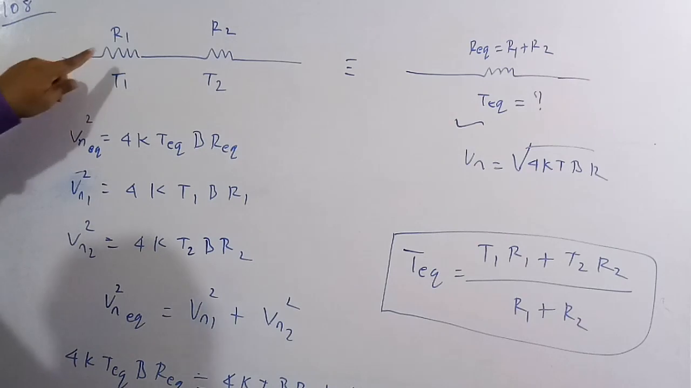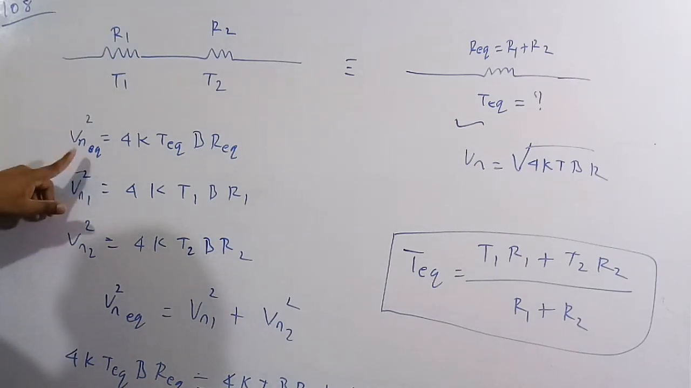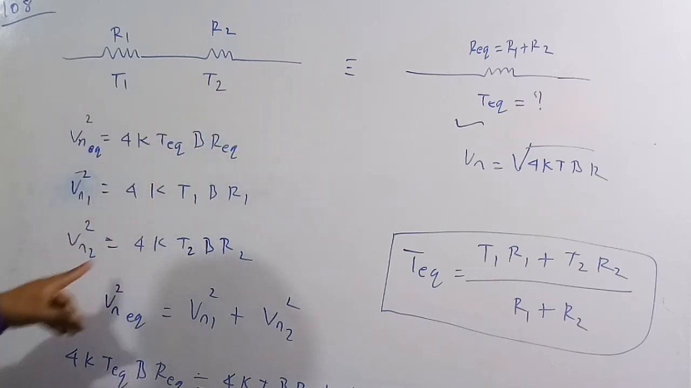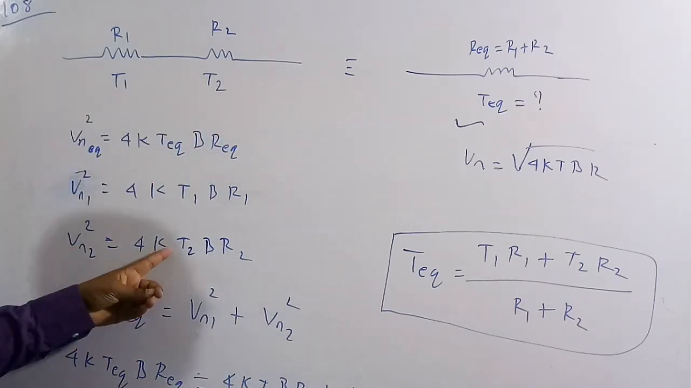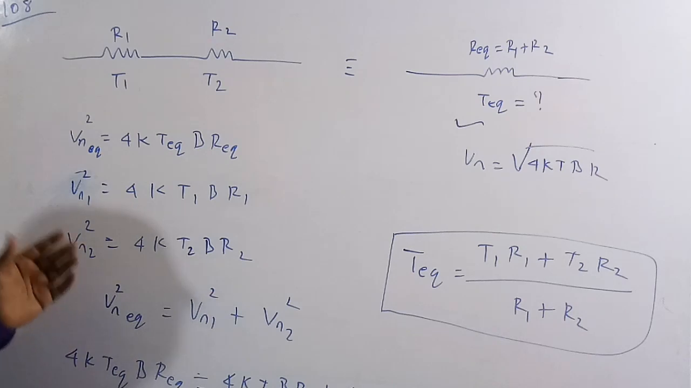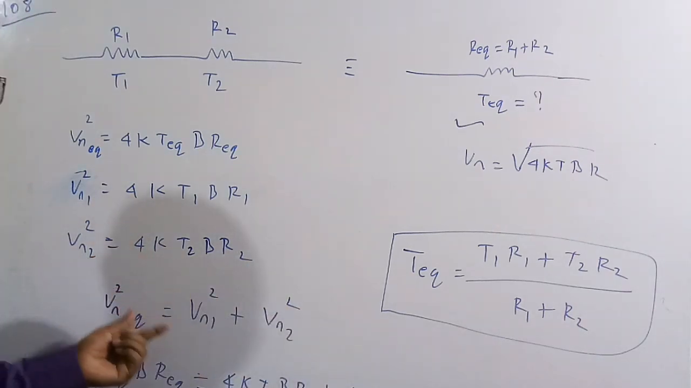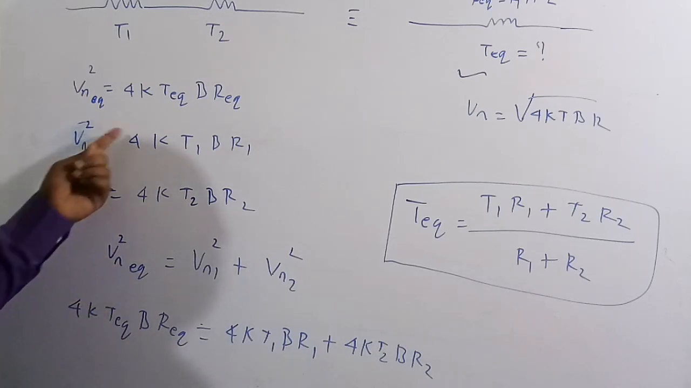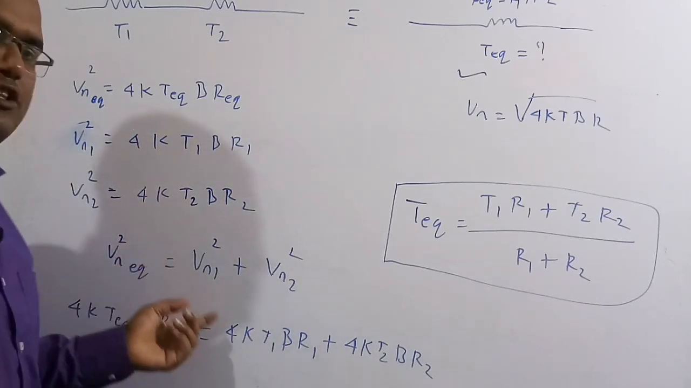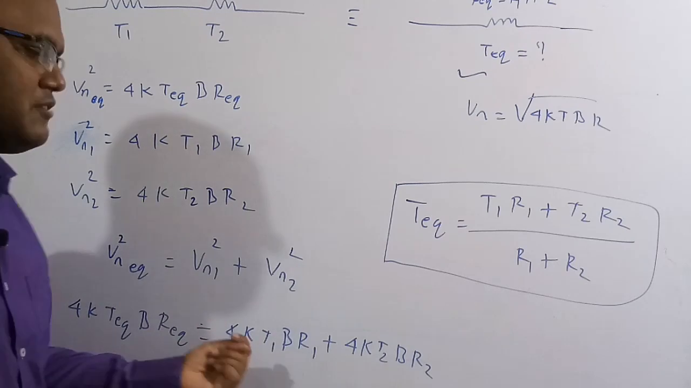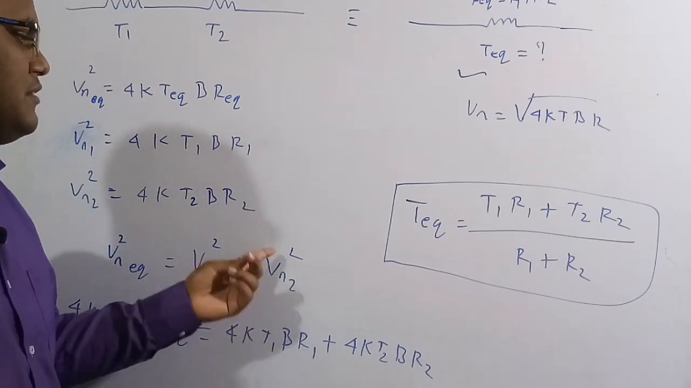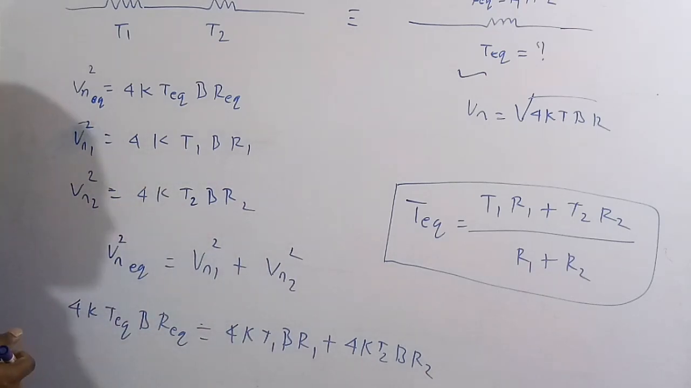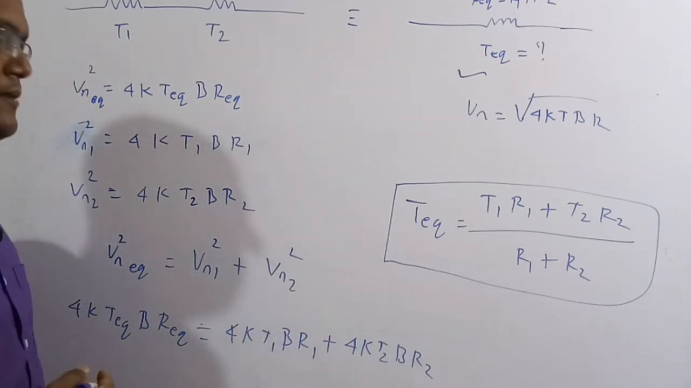So similarly for the first resistor, Vn1 whole square is equal to 4K T1 B R1. For the second resistor, the thermal noise voltage square is equal to 4K T2 B R2. So the total thermal noise voltage will be the summation of each individual one. We know the value of Vn equivalent square, substitute that value, and also substitute the values of Vn1 square and Vn2 square. Here 4K B is a constant value; the only variables are temperature and the resistor.